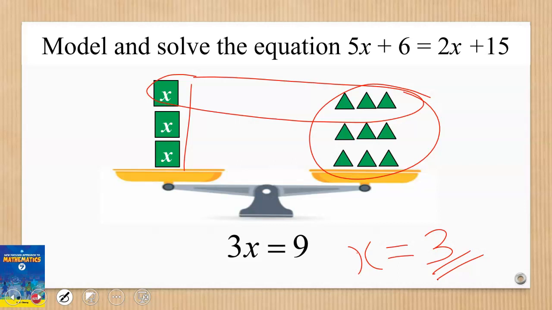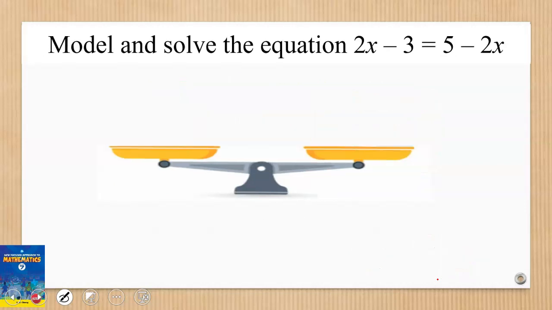Let's take another example and see. Let's take 2x minus 3 equals 5 minus 2x.